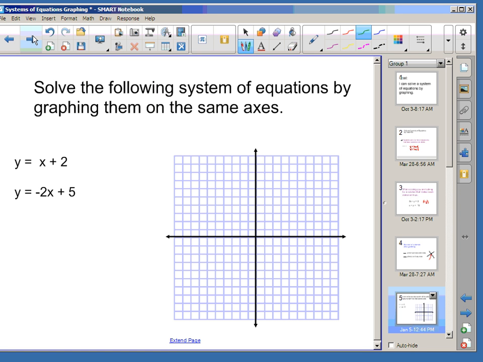So let's look at this example. Let's graph one in red. We'll do this first one here. The y-intercept is 2, so I'll go to 2 on the y-axis. Slope of 1, even though it's not there, there's a 1 in front. So we're going to go up 1 over 1.